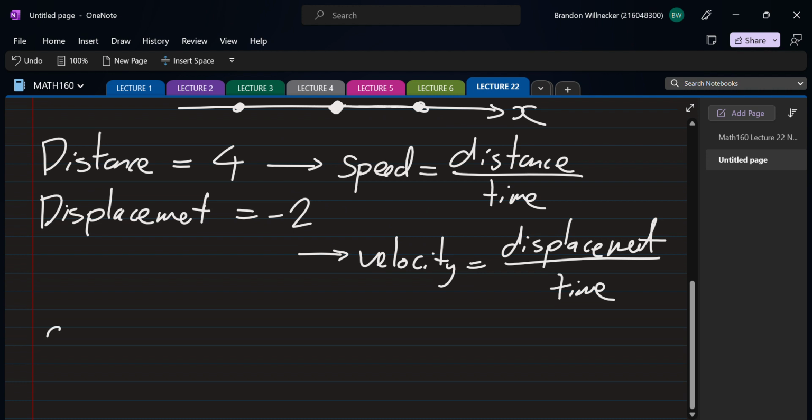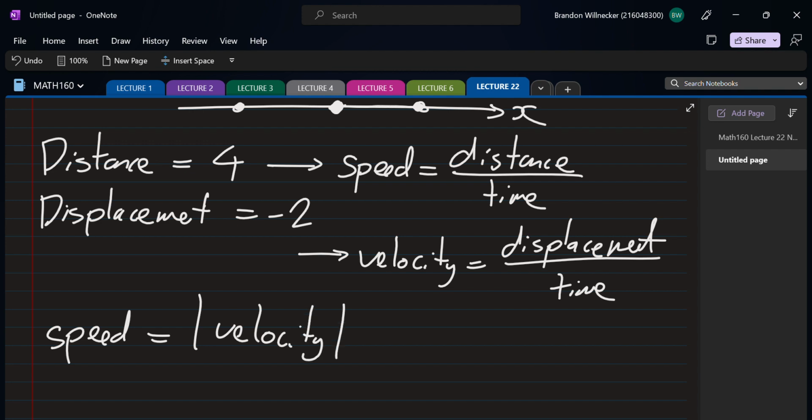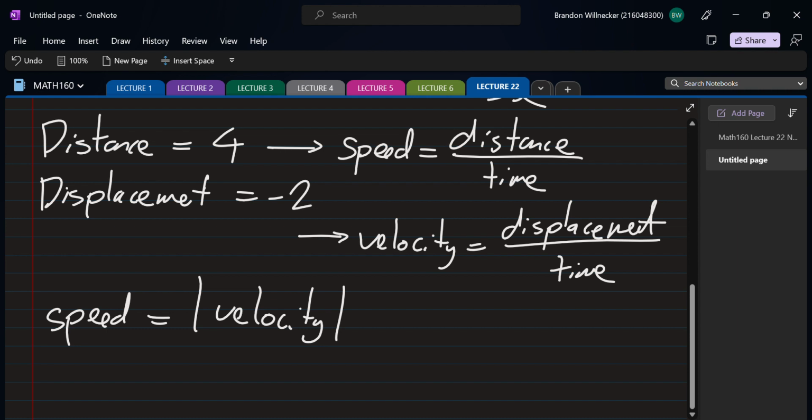And just a note, we can write speed as the absolute value of velocity. Remember, velocity can be positive or negative depending on where we're going. If we take the absolute value, that just gives us the length of the velocity vector, or the magnitude of the velocity, however you want to think about it. We call that the speed. Any questions on that before we move on?